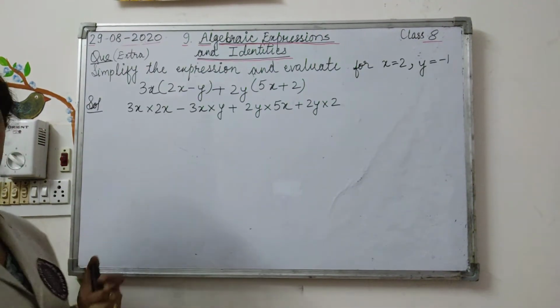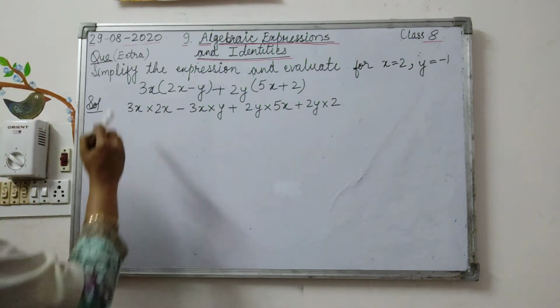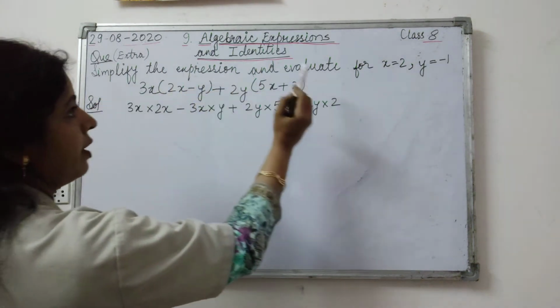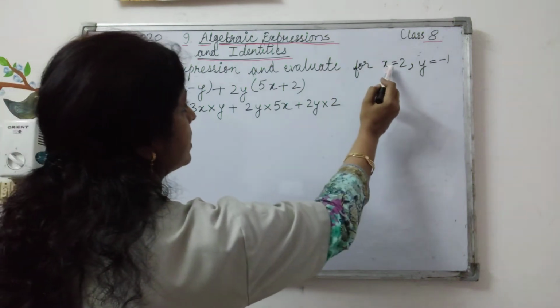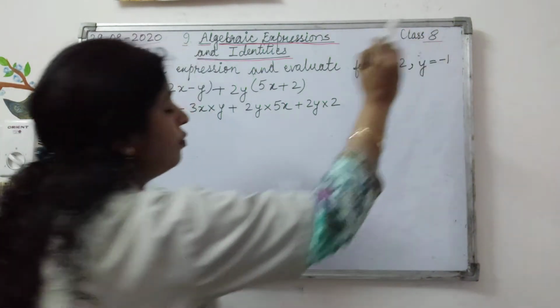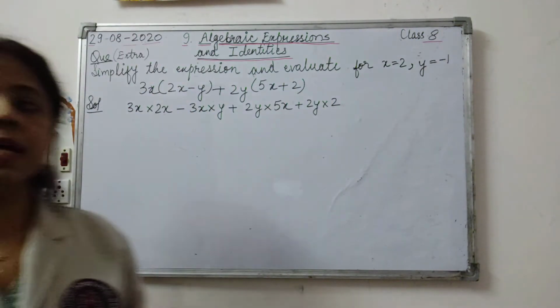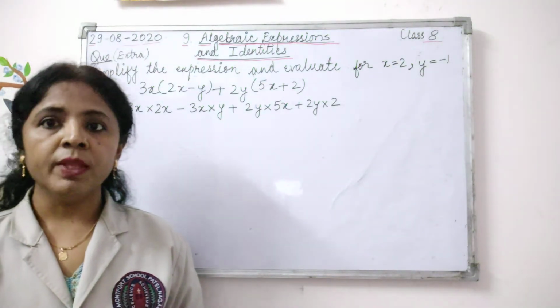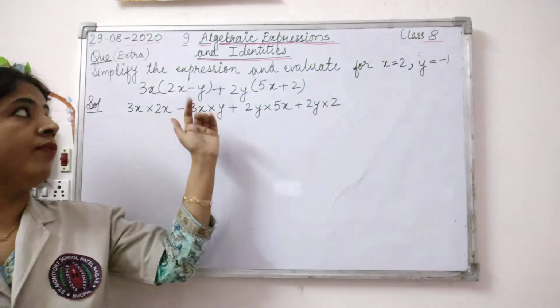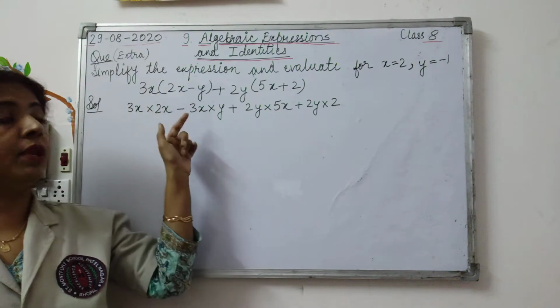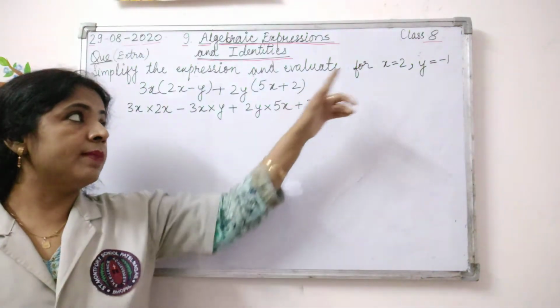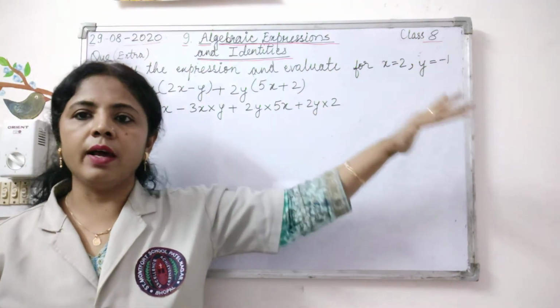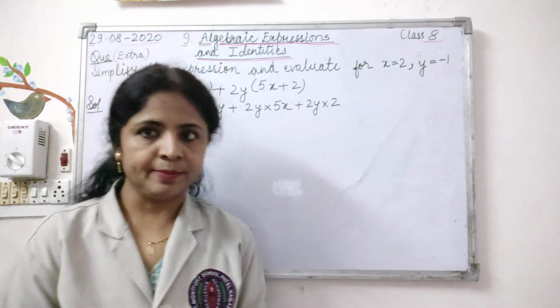So here I have taken a question in which you have to find the value of the expression, and you have to evaluate its value for x equal to 2 and y equal to 1. When such type of questions are given to us, what we have to do? First we have to simplify, because it is written simplify, and after simplifying, substitute these values in the simplified expression.